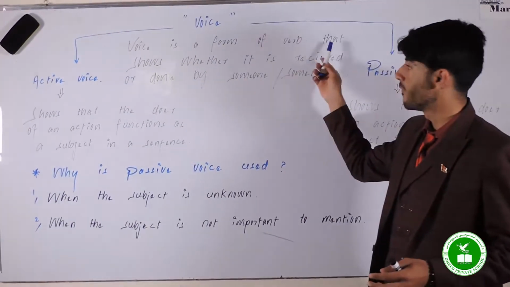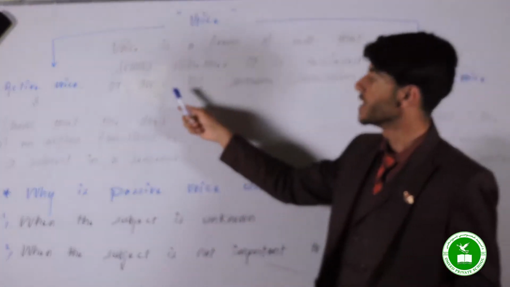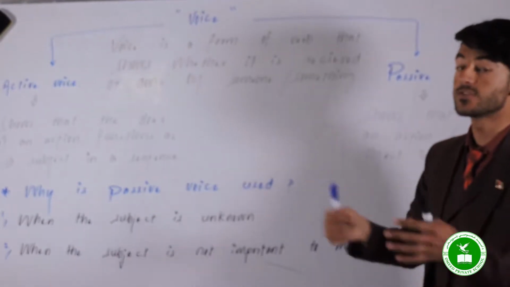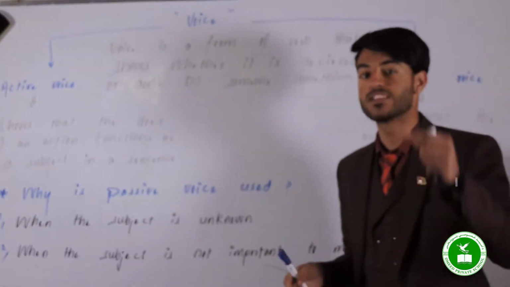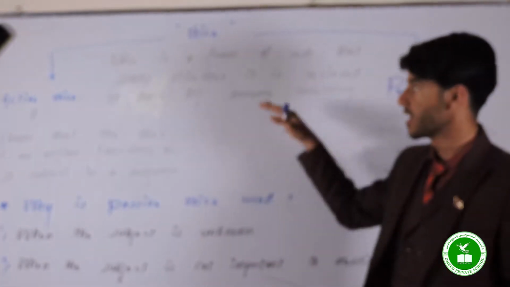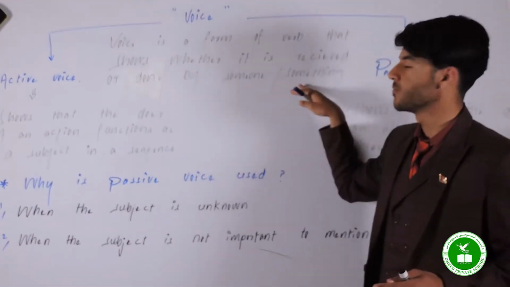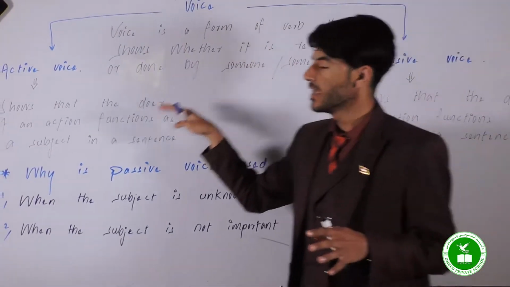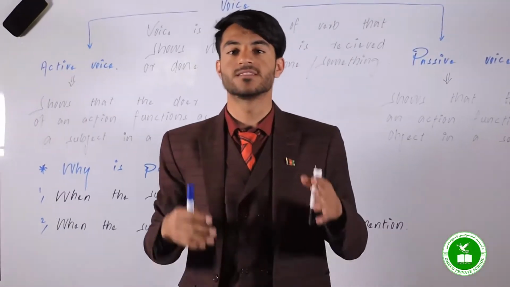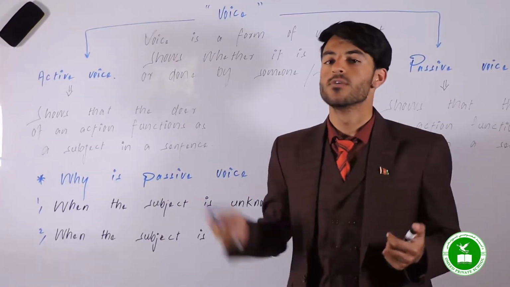Voice is a form of verb that shows whether it is received or done by someone or something. This is called voice. We're talking about the grammar. As I mentioned earlier, its literal meaning means sound, but in grammar, voice is a form of verb that shows whether it is received or done by someone or something. I'll tell you what it means. When it is received, it is passive. When it's done by something or someone, then it is active voice.